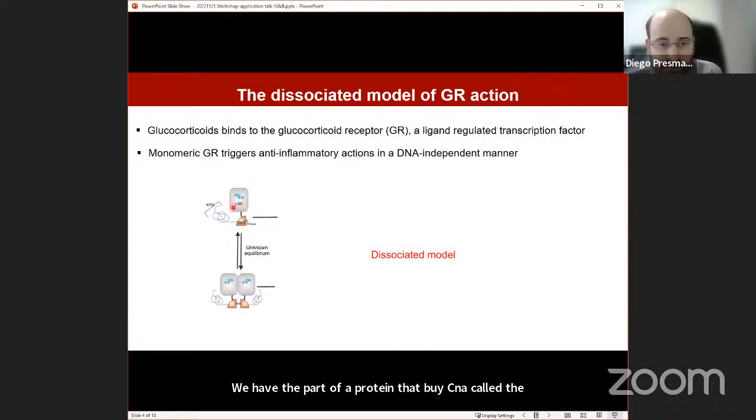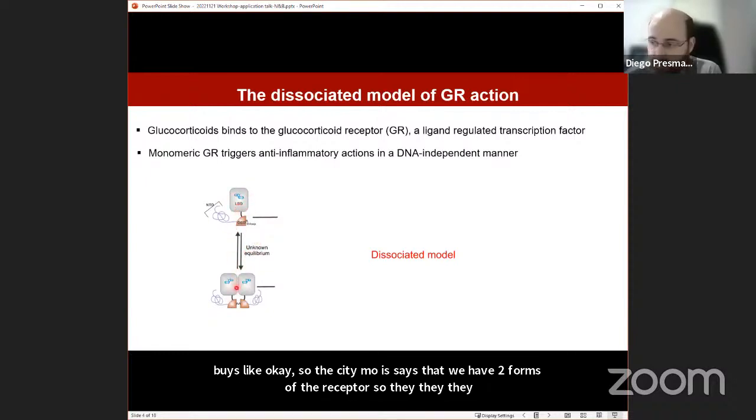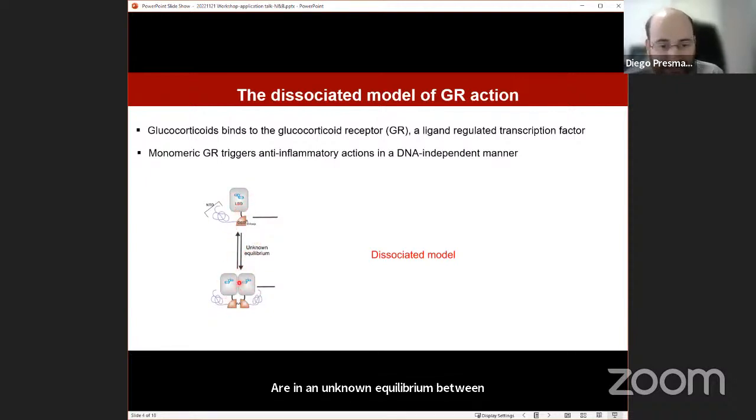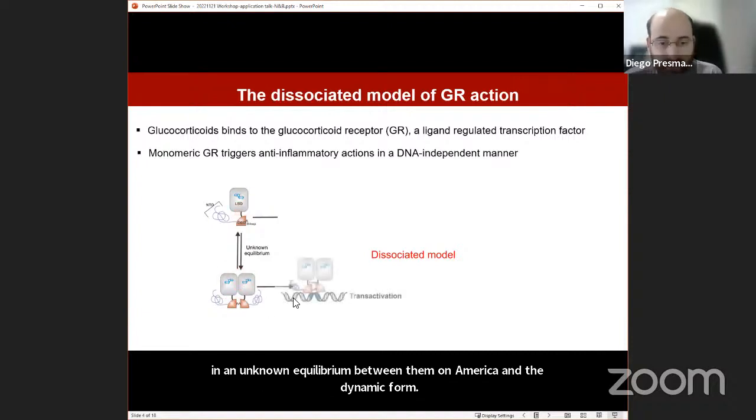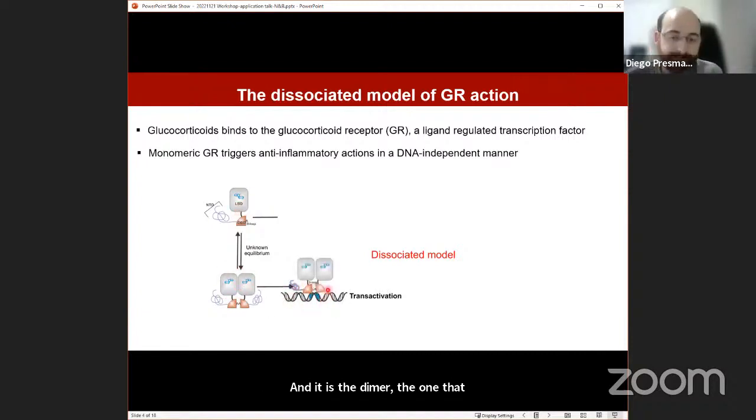So the dissociative model says that we have two forms of the receptor. They are in an equilibrium between the monomeric and the dimeric form. And it is the dimer that is binding directly to DNA. This is historically named the transactivation activity of the receptor. So it binds to the genome and it regulates genes this way. And according to the dissociative model, it is mostly responsible for all the metabolic and the side effects of glucocorticoids.